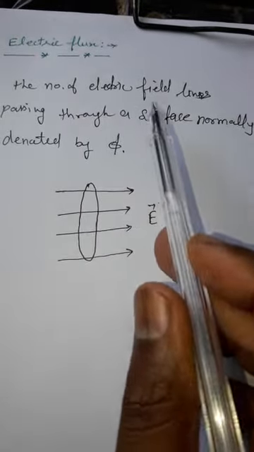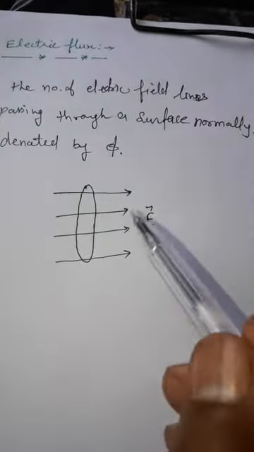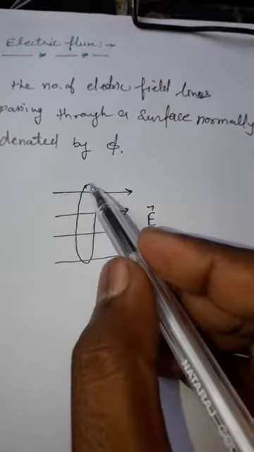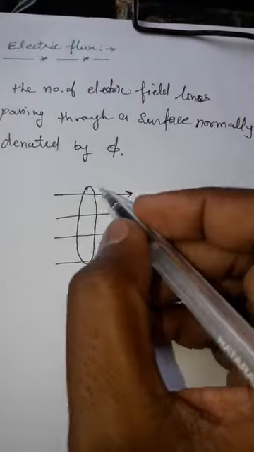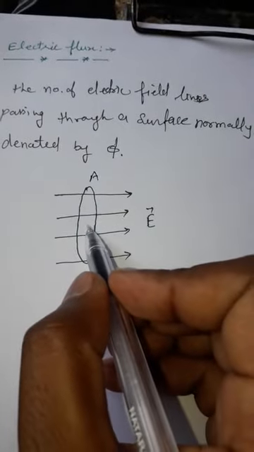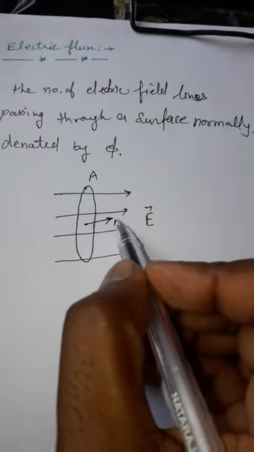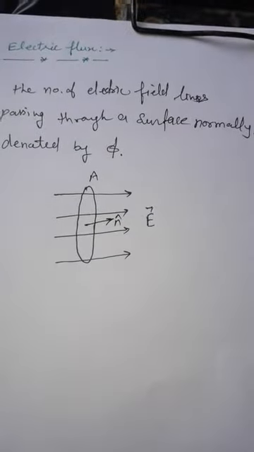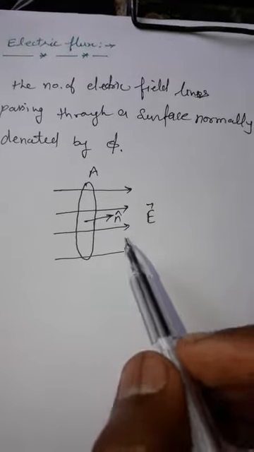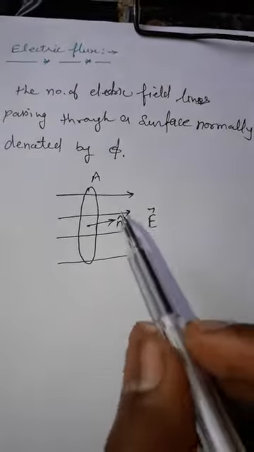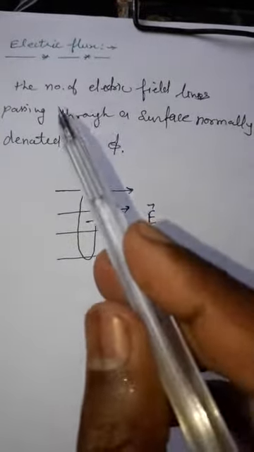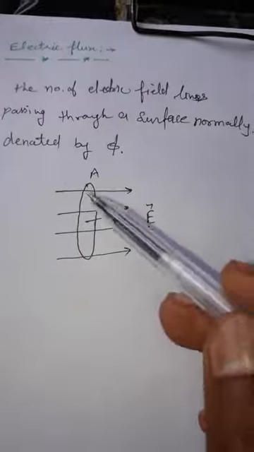The number of electric field lines passing through the surface normally, the lines which are passing through the surface normally. Now what is the normal of this vector? Say this area is A, and its direction is shown by an arrow perpendicular to this surface. So the normal is in the line of the electric field, so we can say all the four electric field lines are passing through the area, and hence these lines are the electric flux through this surface.